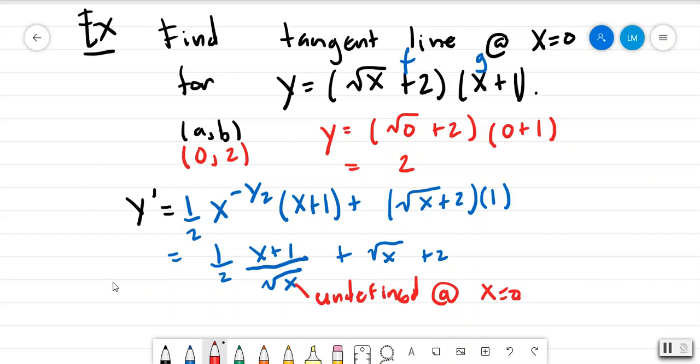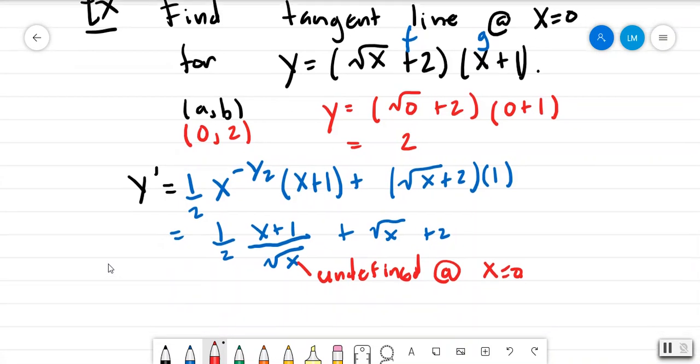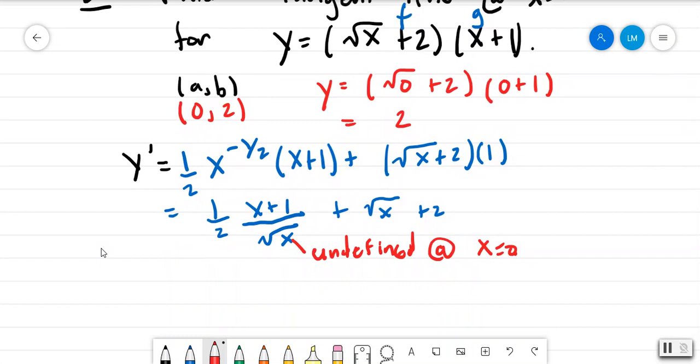Most likely it's because there's a vertical tangent. So we'll just say that the tangent line does not exist. Okay.